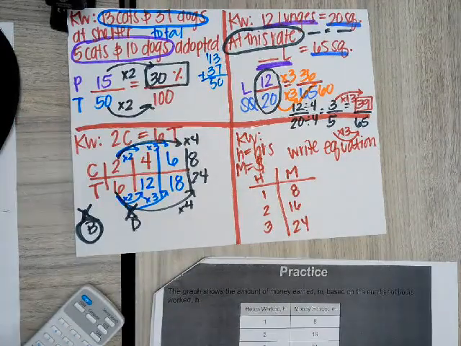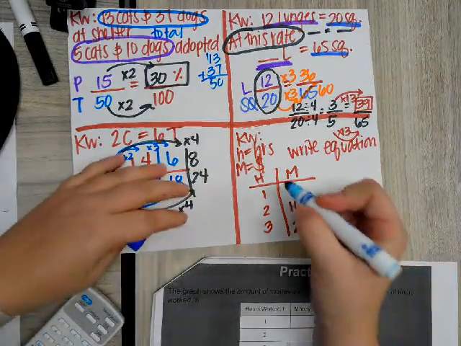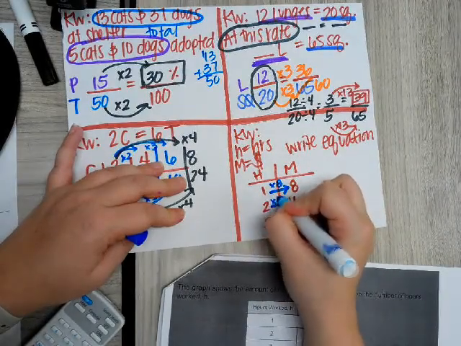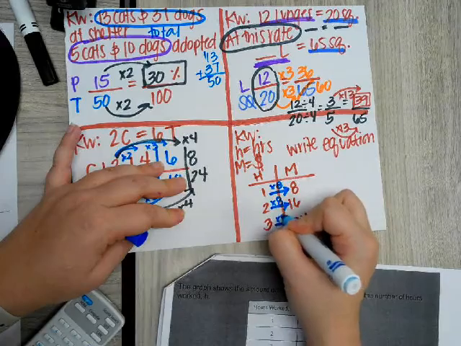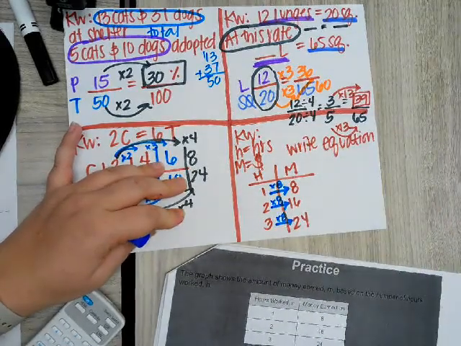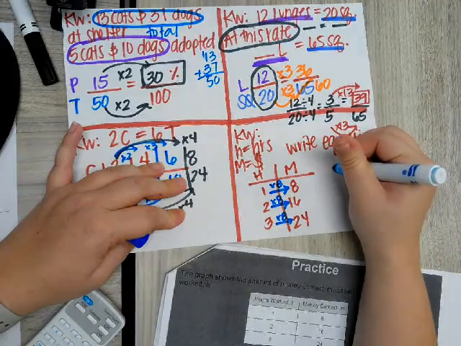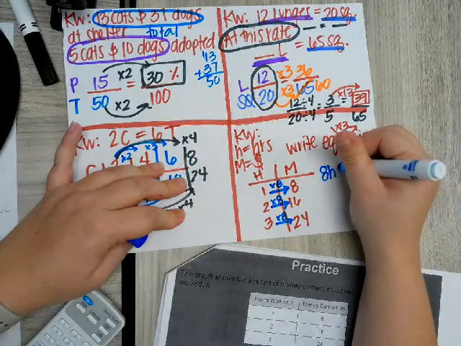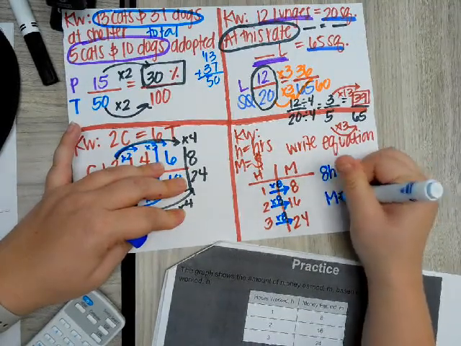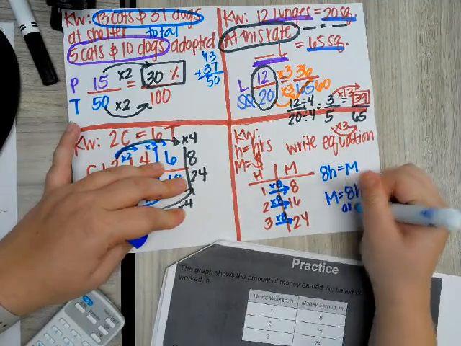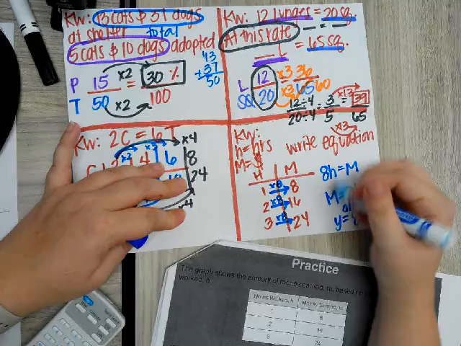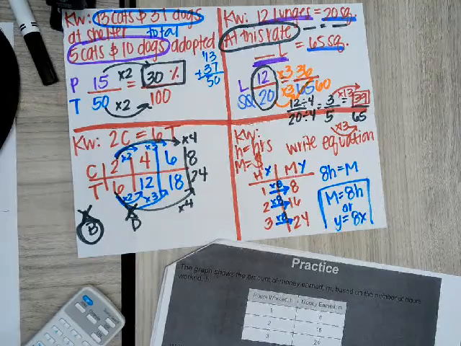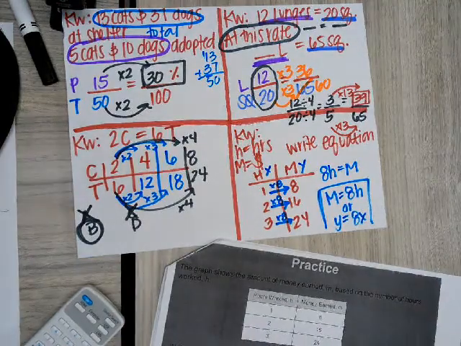Okay. How do I get from 1 to 8? I times 8. How do I get from 2 to 16? I times 8. 3 to 24. I times 8. So whatever my hours are, I have to multiply it by 8 to get my money. So M equals 8H or Y equals 8X. Because my hours represent X, my independent, and M is my Y, which is my dependent.